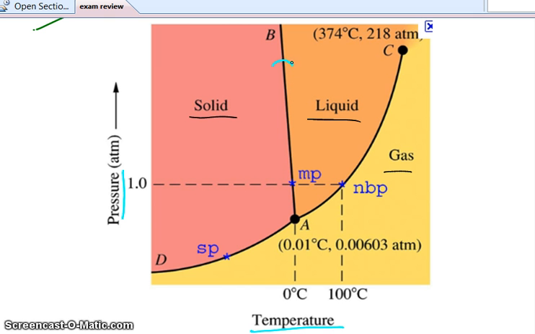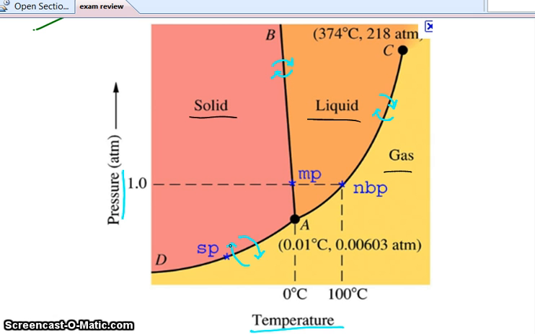So solid to liquid is melting, liquid to solid is freezing. Anytime you cross that line, that's the phase change you get. Liquid to gas, that's boiling. Gas to liquid, that's condensation. Solid to gas, that's sublimation. The reverse is called deposition. I didn't write all those on there because they're in your notes. You can go look them up.